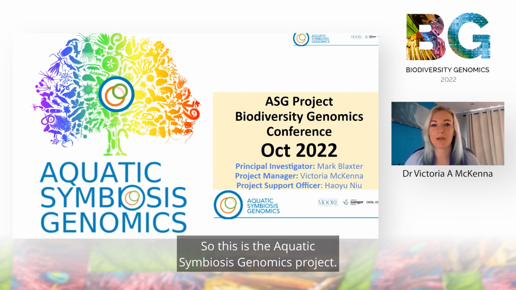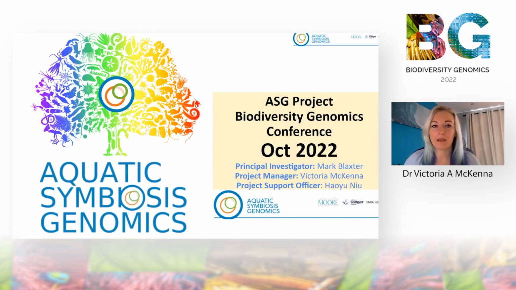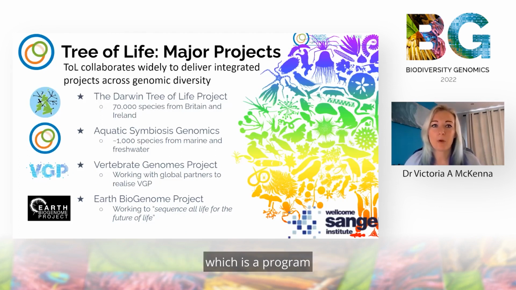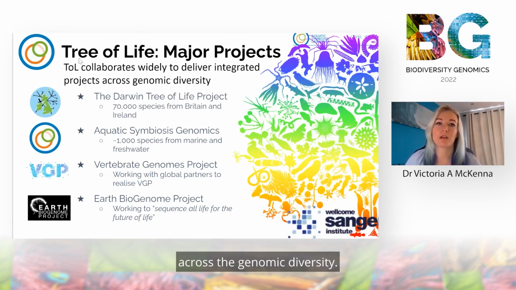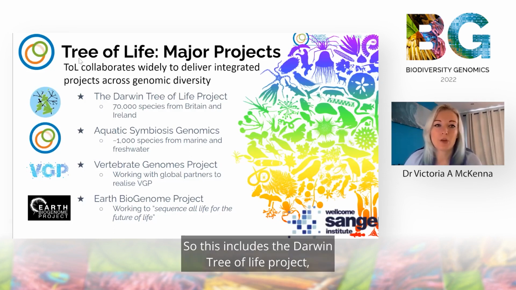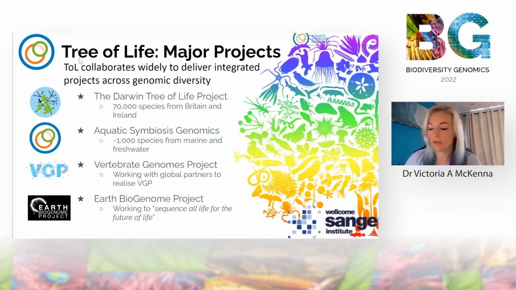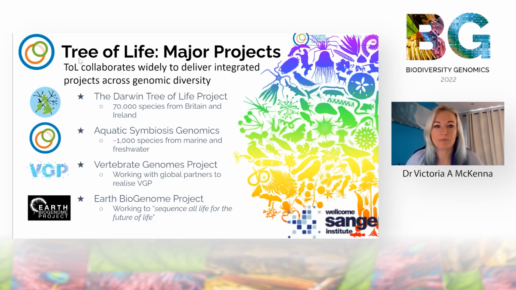So this is the Aquatic Symbiosis Genomics Project. I'm the project manager, Victoria McKenna, and I'll be discussing the ASG project. The ASG sits under the Tree of Life, which is a program to collaborate widely to deliver integrated projects across the genomic diversity. This includes the Darwin Tree of Life project, the ASG project, the VGP project, and the Earth Biogenome Project as well. Today I'll be discussing the ASG one, which is sequencing around 1,000 species from marine and freshwater.